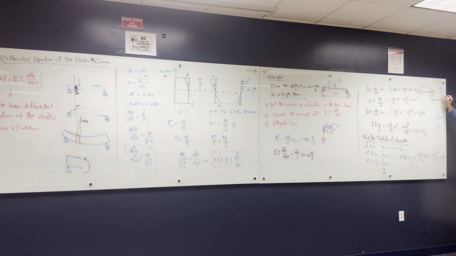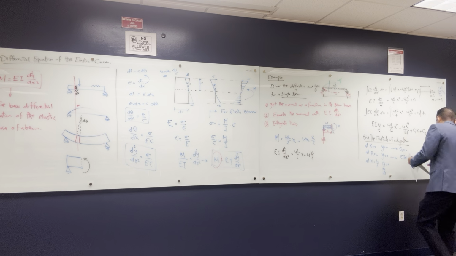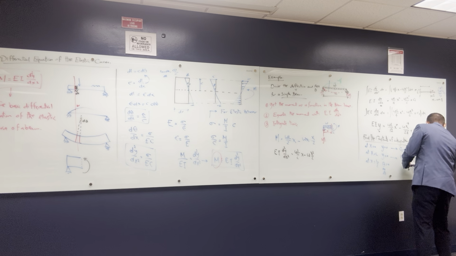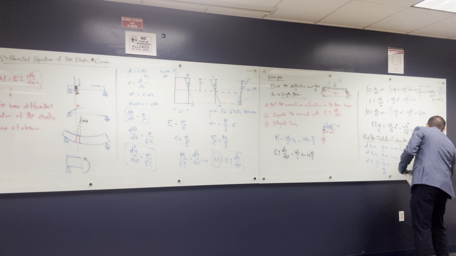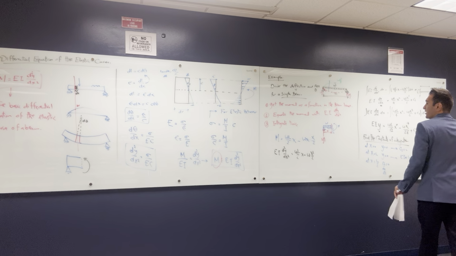X squared, x1. If you integrate 1, it's going to be x squared, x cubed. You got it? That's the basics of integration. All right, so C1 is going to be equal, after you do this, to negative WL cubed over 24. All right, right now I got C1, C2, so I'm ready to write the functions of y and theta.